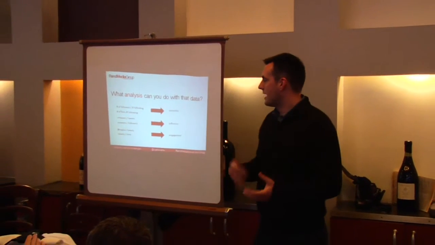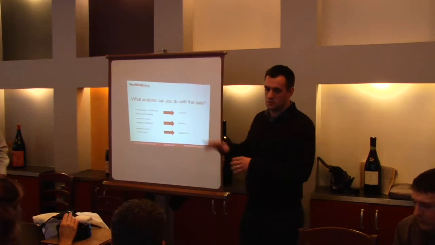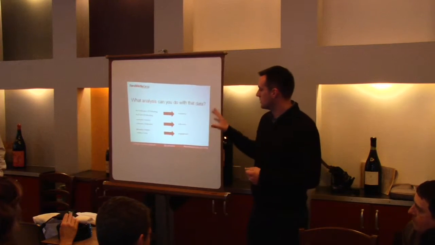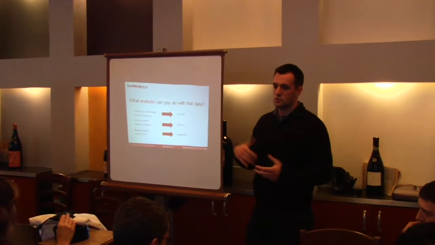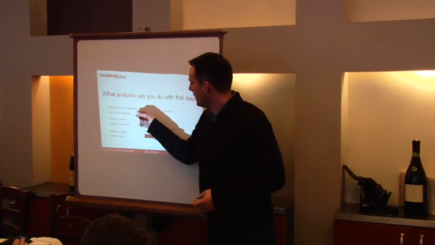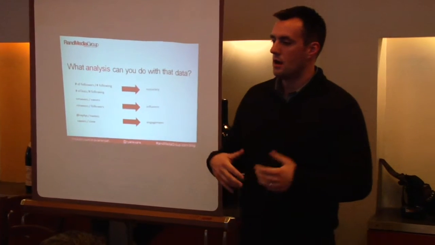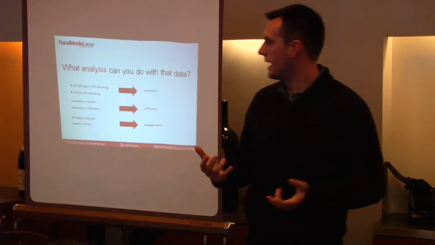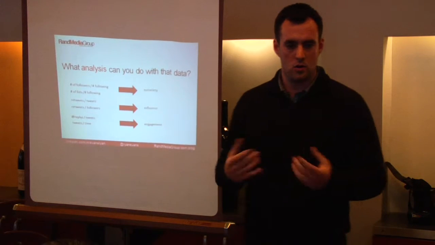So what kind of analysis can you do with that data? There's a million things that you can do, but these are some basic ideas. Number one, you can tell a user's notoriety. One way to do that, and this is a little hard to see, is to take the number of followers that they have divided by the number of people that they're following. That gives you a ratio to determine their notoriety to some degree.